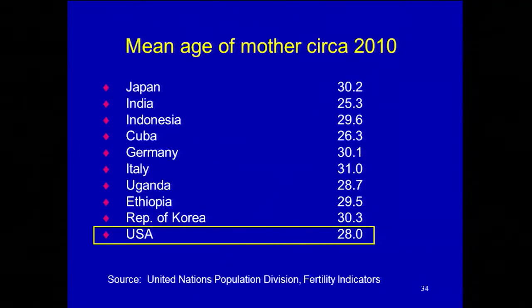Again, examples of the mean age of mother around 2010. You can see that Germany and Italy have very high mean ages, as well as Japan, mean ages for childbearing. The US here is at 28.